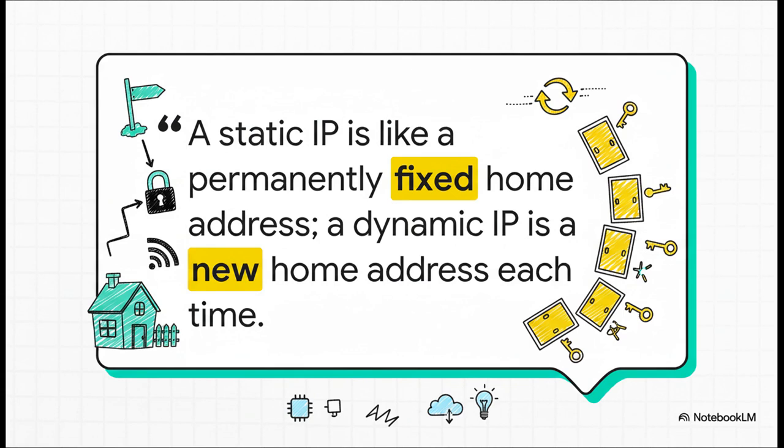I absolutely love this analogy because it just makes everything click. A static IP really is like your home address. It's fixed, it doesn't change, everyone knows where to find you. A dynamic IP, on the other hand, is like getting a new hotel room key every time you visit. Both give you a place on the network, but one is permanent and the other is temporary.